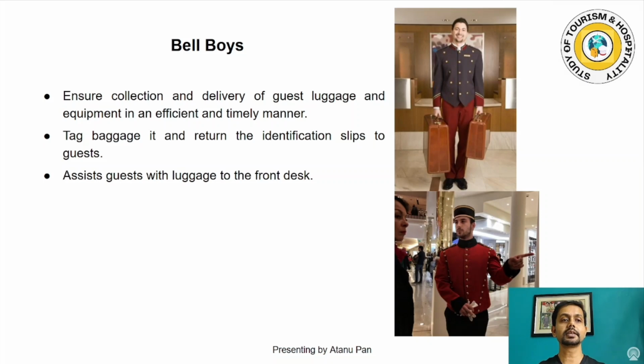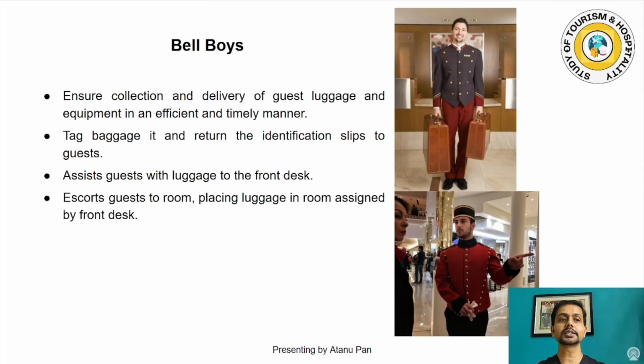Assist guests with luggage to the front desk. With the luggage, the bellboys will be assisting the guest also. Escort guests to the room, placing luggage in the room assigned by the front desk. Whatever room has been assigned by the front desk, the bellboys will take the luggage to that room while escorting the guest. They will place the luggage inside the guest room on the luggage rack, or sometimes in a specific area as preferred by the guest.